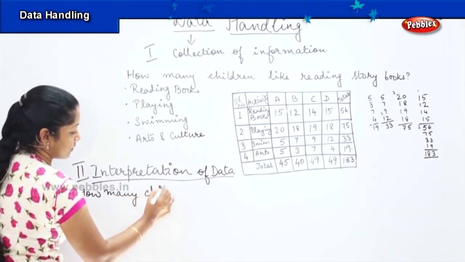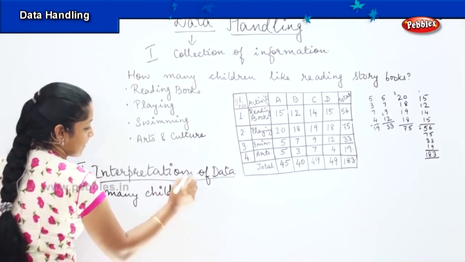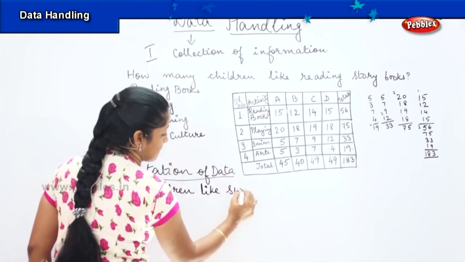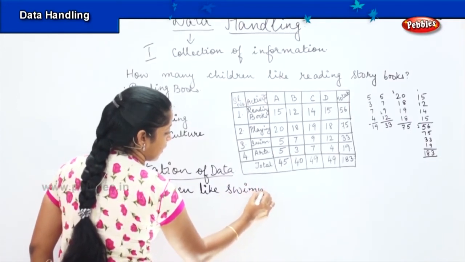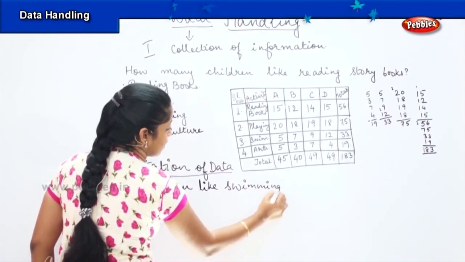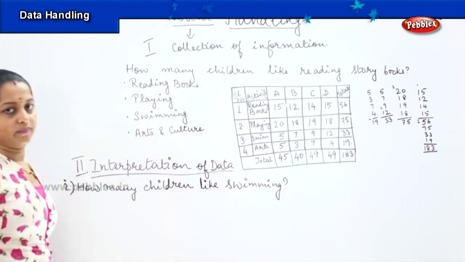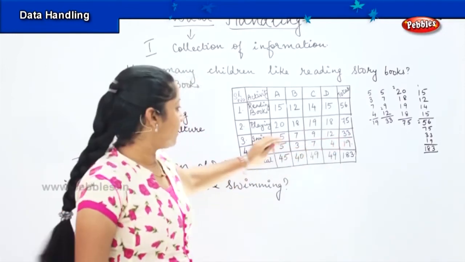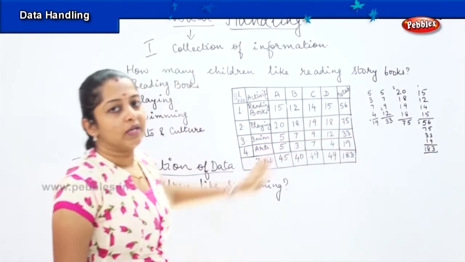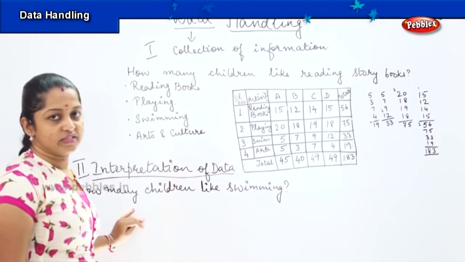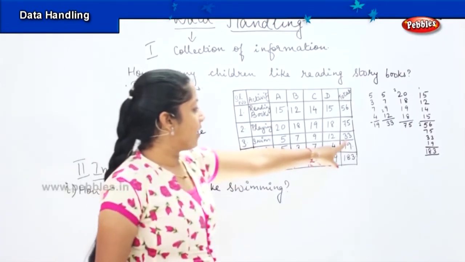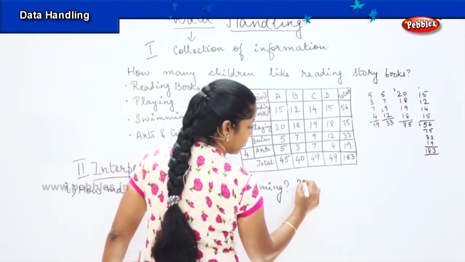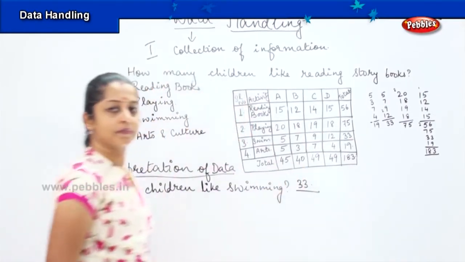Okay. So now in this, if I ask my first question: how many children like swimming? Okay. So this is my first question. So how are you able to find out? It's only that after you found out the data and then you added the total, it will give us the answer of how many children like swimming, right? So here we have the answer 33. So I will write down the answer as 33.